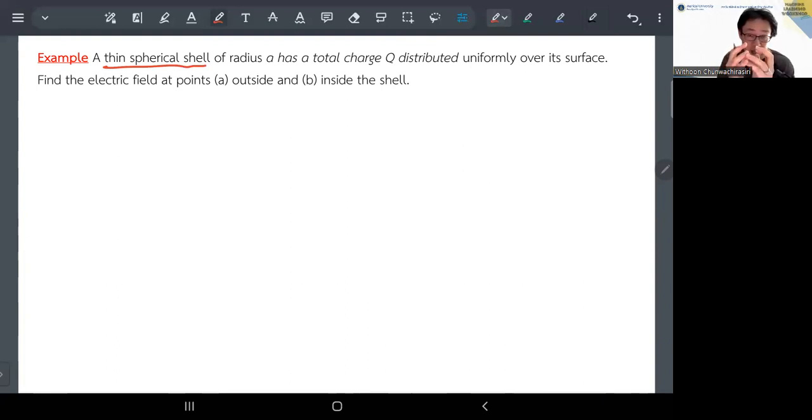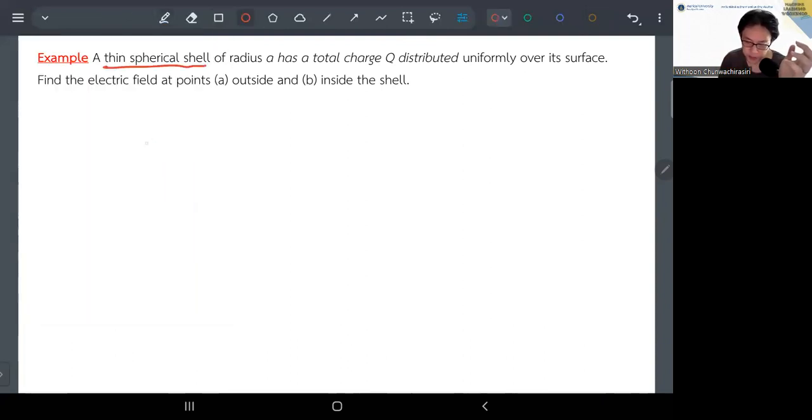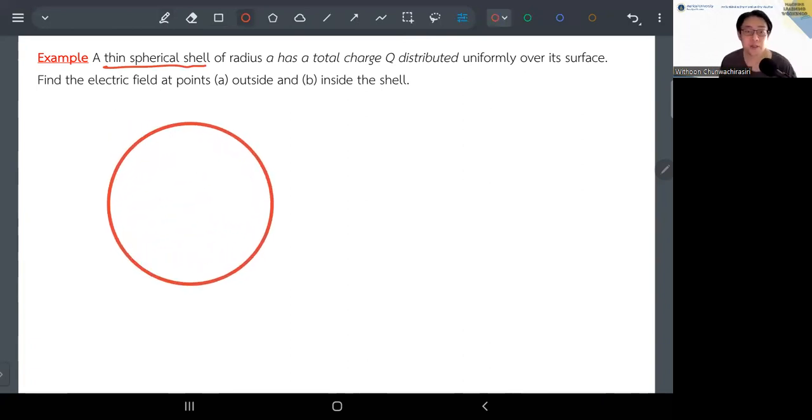It's not like a thick solid piece. It's just like a thin shell. So, same question. Let me draw that. There you go. Thin shell. Let's say you have charge distributed throughout this shell. They said Q uniformly over its surface. Find the electric field at the point outside and inside the shell. Same question, different shape, but we still retain the spherical symmetry in the problem.